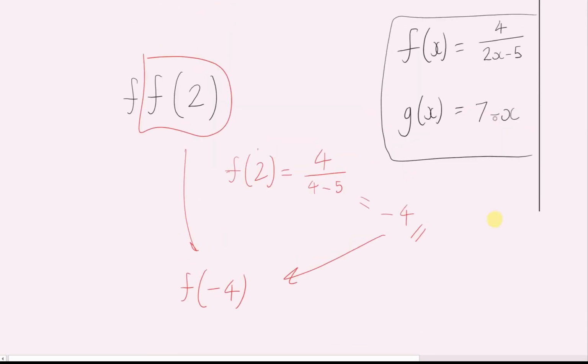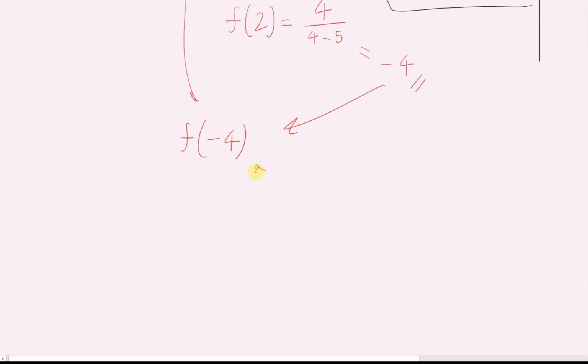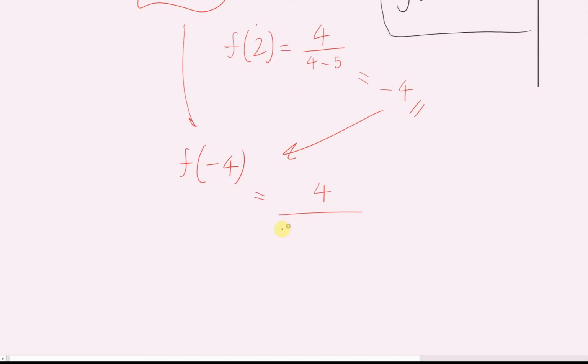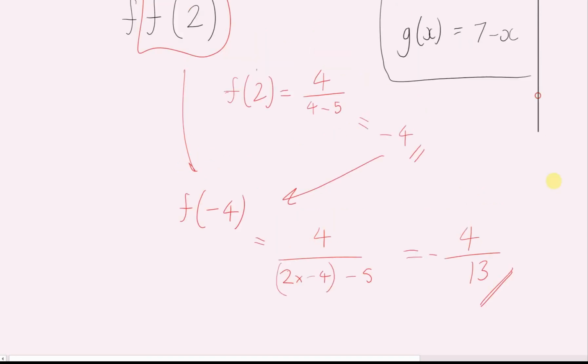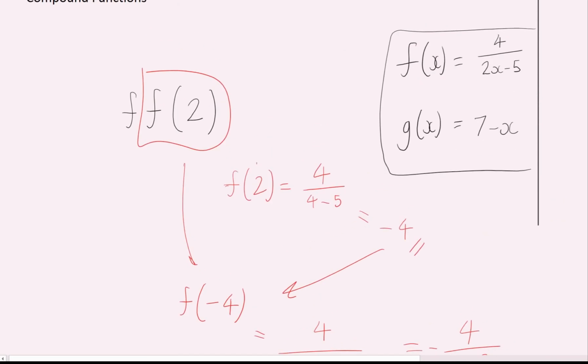Same rule, we're going to plug it back into my function, so that will equal 4 over 2 lots of minus 4 take away 5. So we do multiplication first, as we would by BIDMAS. 2 lots of minus 4 is minus 8, and then take away another 5 would give us minus 13. So we're left with 4 over minus 13. Clean it up, you can just say that's going to be minus 4/13. And that's the best you can do. You can't simplify it any more than that. And that is it for the introduction to functions. Thanks for listening.